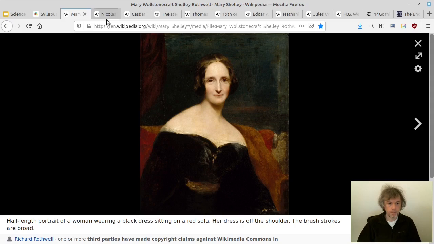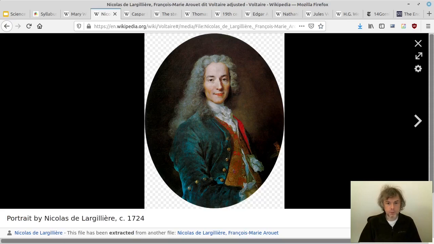Now third, we have the French writer Voltaire, who developed the conte philosophique, or philosophical tale. This is a painting of Voltaire here. And his story type, conte philosophique, is spelled C-O-N-T-E-P-H-I-L-O-S-O-P-H-I-Q-U-E. Conte philosophique in French, and then in English it's philosophical tale.